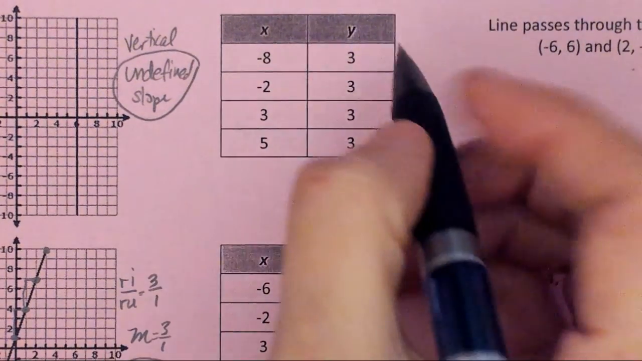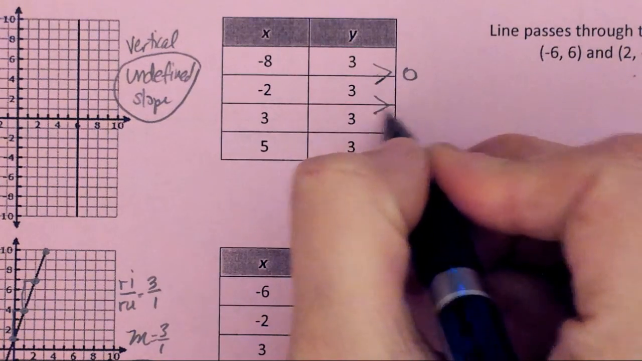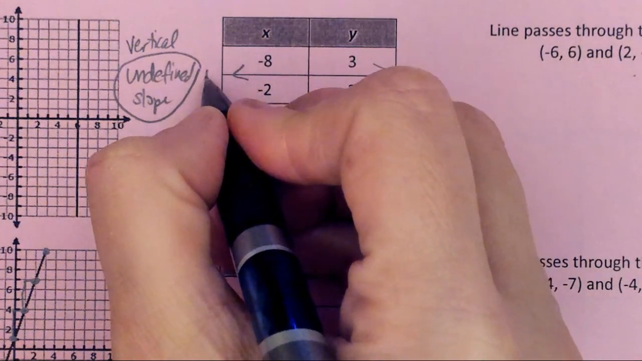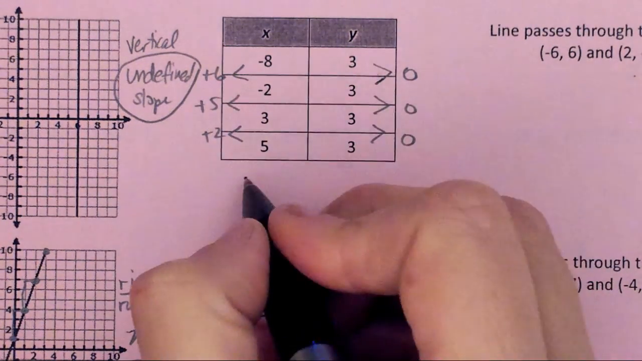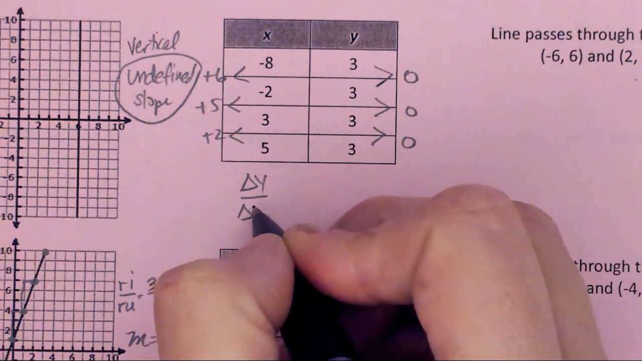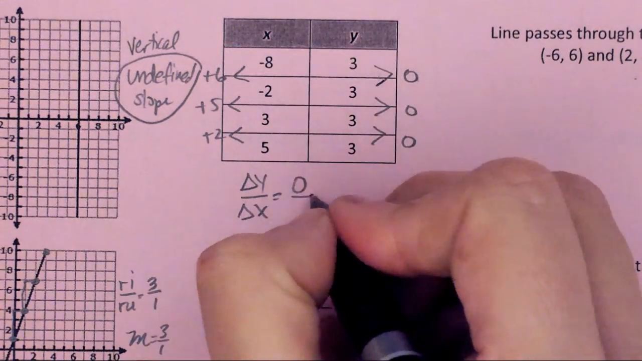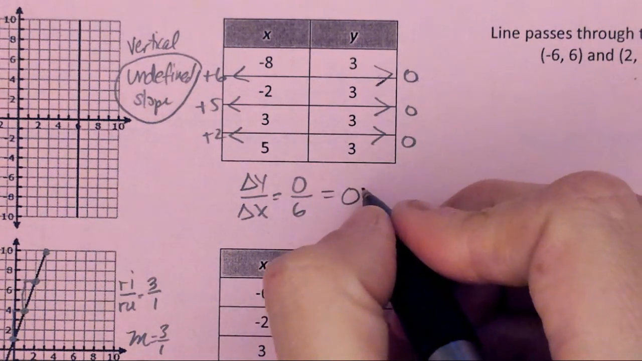Okay, let's take a look at this second one. We have our delta y is 0 on all of these. My delta x in this case is plus 6, plus 5, plus 2. Like I said, I'm telling you that these are linear. But also, if you see 0 over all these things, 0 divided by 6 or 5 or 2 works out to be 0.